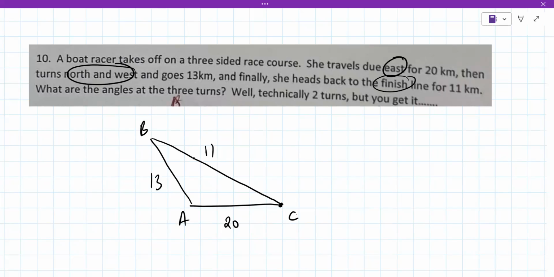Because you're given side, side, side, or side, angle, side, that is why it's law of cosines. You have to be able to distinguish between the two types.